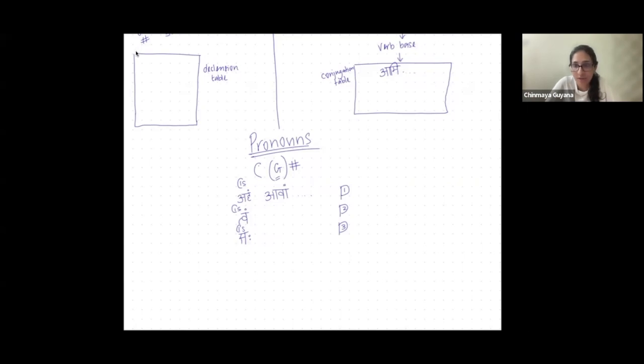Ramaha, Ramau, Ramaha. Ramam, Ramau, Raman. Ramena, Ramabhyam, Ramehi. Ramaya, Ramabhyam, Ramebhyah. Ramat, Ramabhyam, Ramebhyah. Ramasya, Ramayoho, Ramanam. Rame, Ramayoho, Rameshu. He Rama, He Ramo, He Ramaha.